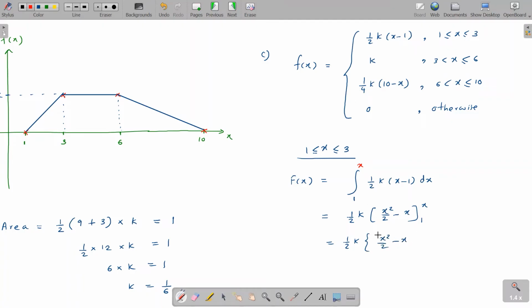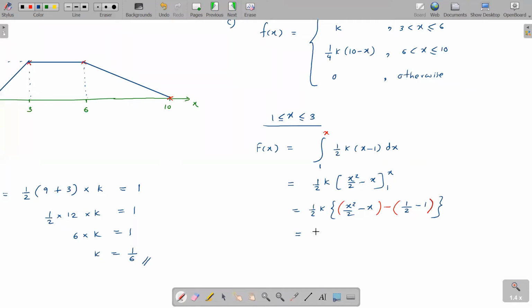There's no difference in the first part. Minus the next one, you replace x with 1. What do we get? 1 square over 2 is 1 over 2, minus 1. How much do we get here? x square over 2 minus x, minus half minus 1 is minus half, right? Minus into minus half is plus half. Is that clear?